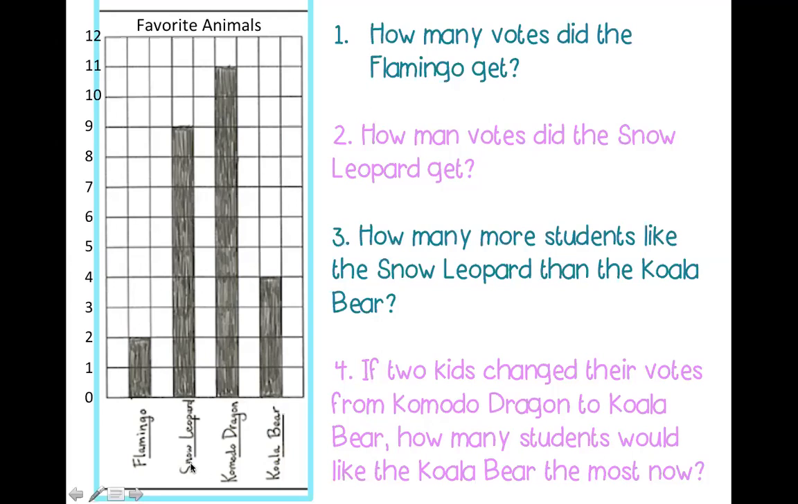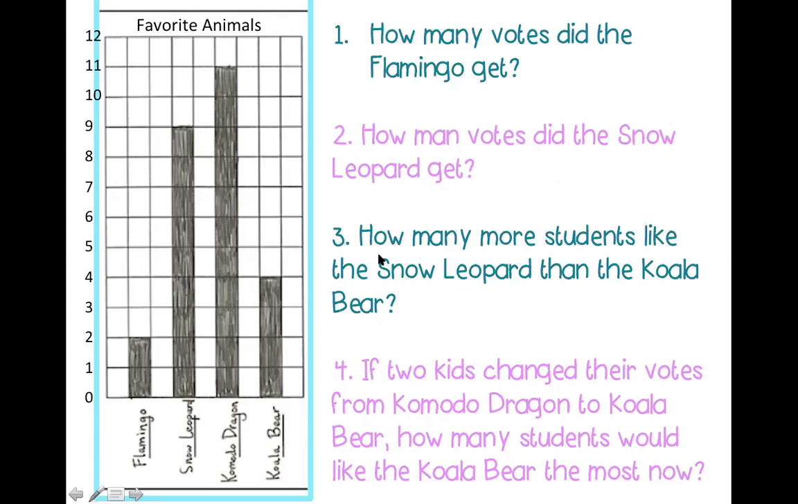I'm going to follow the bar all the way up to the top because he got all these votes. And then I'm going to slide over to the side to see how many that is. The bar goes up to the number 9. I could even count it because each one of these was just 1. So I could count 1, 2, 3, 4, 5, 6, 7, 8, 9 students voted for the snow leopard. So how many votes did the snow leopard get? 9.